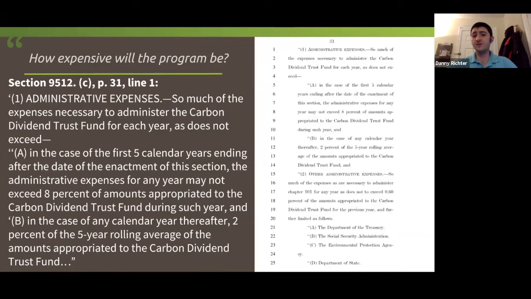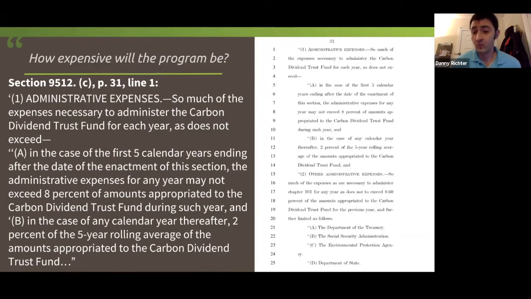A, in the case of the first 5 calendar years ending after the date of the enactment of this section, the administrative expenses for any year may not exceed 8% of amounts appropriated to the carbon dividend trust fund during such year, and B, in the case of any calendar year thereafter, 2% of the 5-year rolling average of the amounts appropriated to the carbon dividend trust fund.